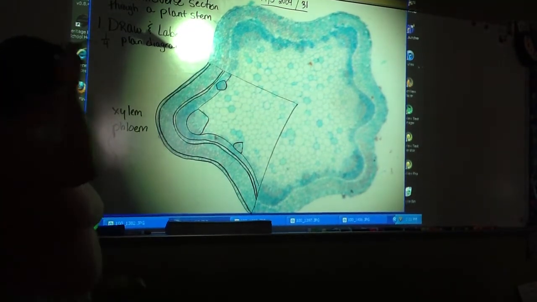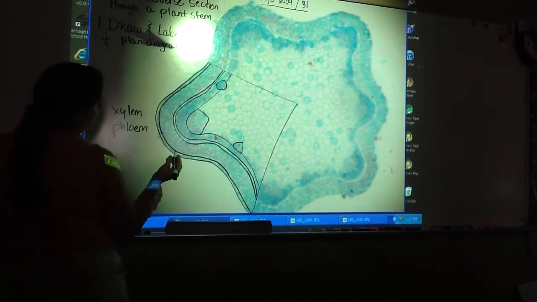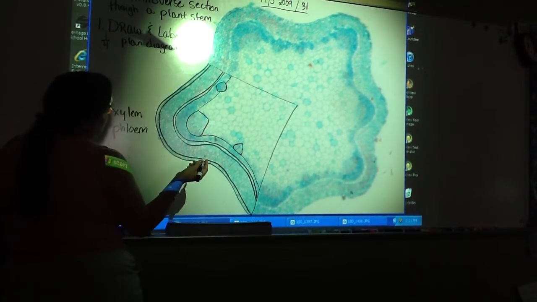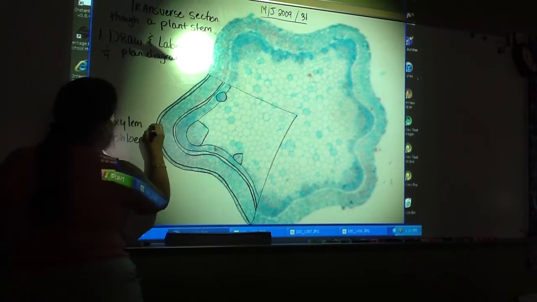Alright, so that's what your plan diagram should look like. And then you're going to go ahead and label your xylem and phloem. And since this is a stem, your xylem is going to be on the inside, your phloem is going to be on the outside.